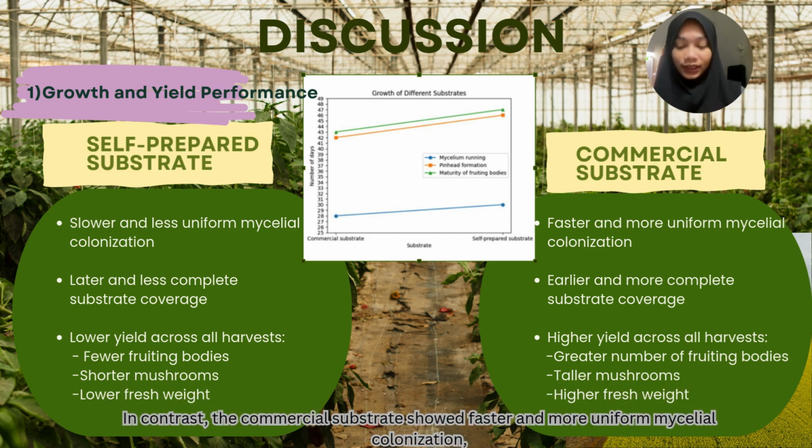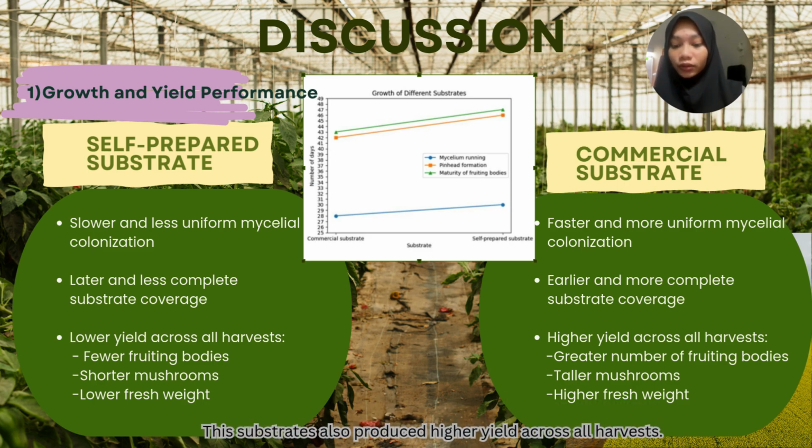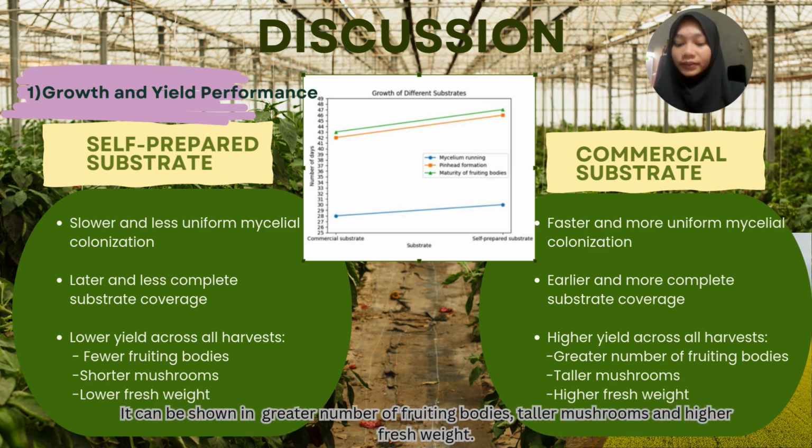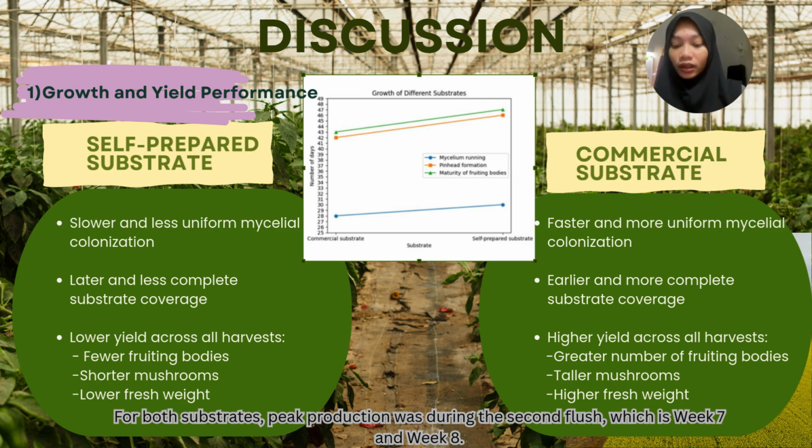In contrast, the commercial substrate shows faster and more uniform mycelial colonization, and faster and more complete substrate coverage. This substrate also produces a higher yield across all harvests. It can be seen in the greater number of fruiting bodies, taller mushrooms and higher fresh weight. So for both substrates, the peak production was during the second flush, which is week 7 and week 8.